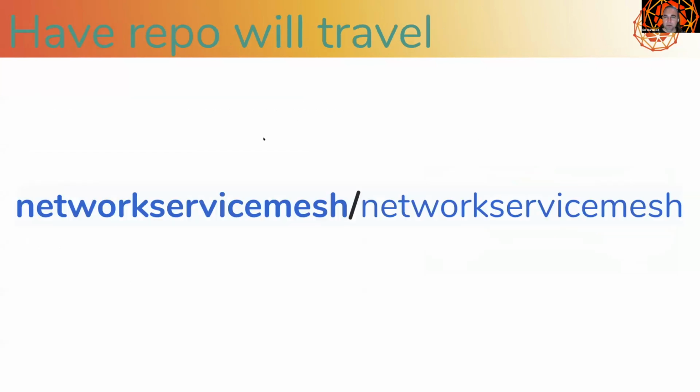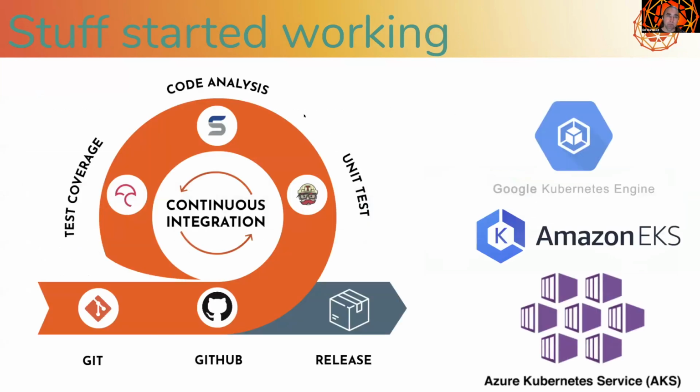So we spun up the network service mesh repo, people started contributing, and forward progress was being made. Stuff started working. We had a lot of CI up and going, doing continuous integration. That CI was running on GKE, EKS, AKS, and vanilla Kubernetes. Everything was working pretty well.